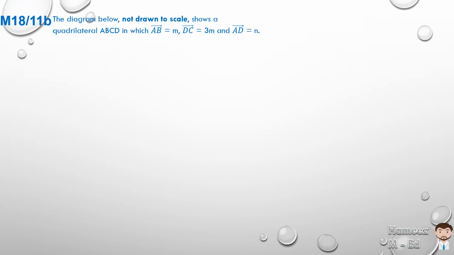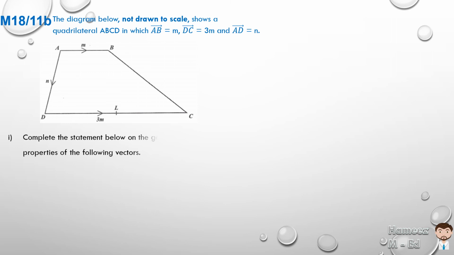May 2018, number 11b. The diagram below, not drawn to scale, shows a quadrilateral ABCD, in which the vector AB is equal to M, DC is equal to 3M, and since one is 3 times longer than the other, it means that they're definitely going in the same direction, and AD is equal to N. Part 1 of the question. Complete the statement below on the geometric properties of the following vectors.